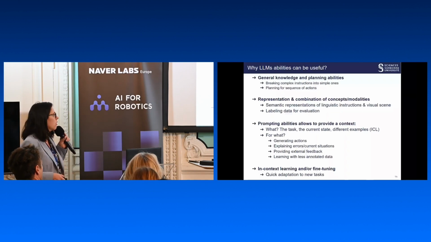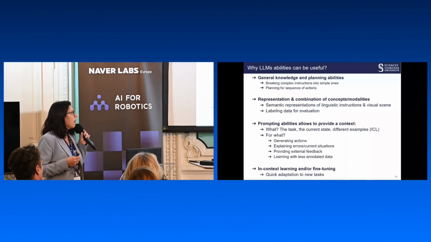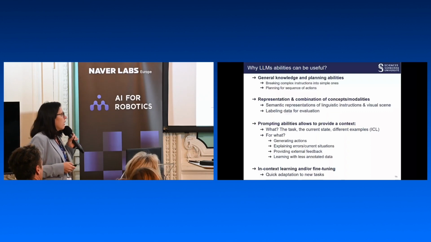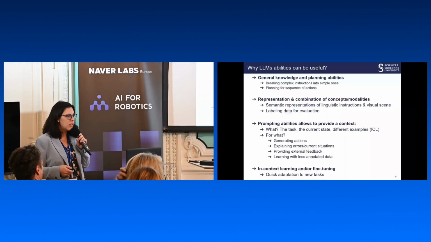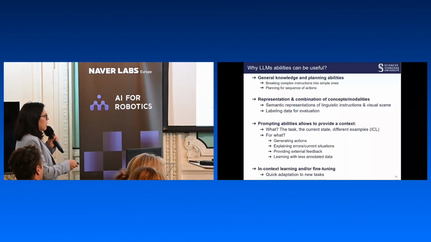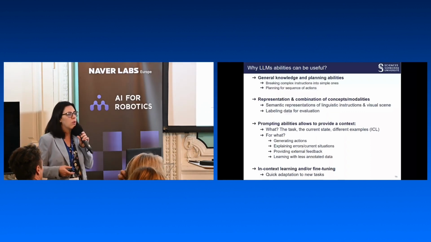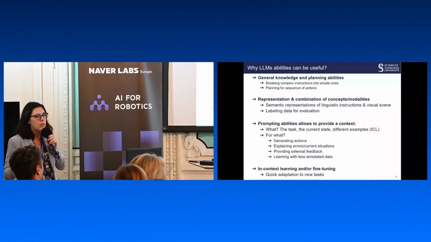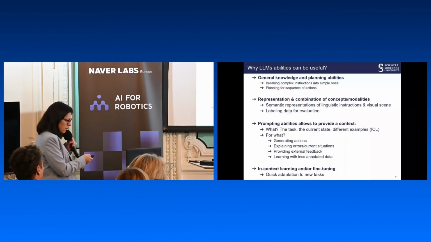So in-context learning allows you to generate actions, explain errors or the current situation, provide external feedback, and learn with less annotated data. Also, as I mentioned in the last item, in-context learning or fine-tuning with small data allows quick adaptation to new tasks.